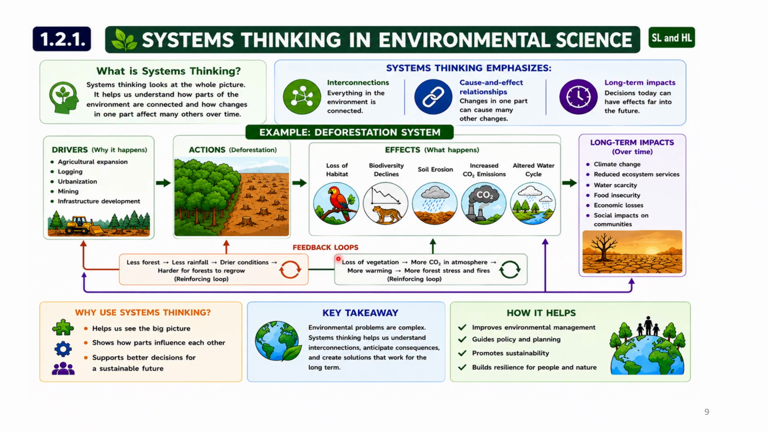For example, fewer forests can reduce rainfall, creating drier conditions that make forest recovery more difficult. Similarly, loss of vegetation increases atmospheric carbon dioxide, contributing to warming, which can increase forest stress and wildfire risk. These are reinforcing feedback loops because they amplify change. Over time, these effects contribute to climate change, water scarcity, food insecurity, economic losses, and social challenges.